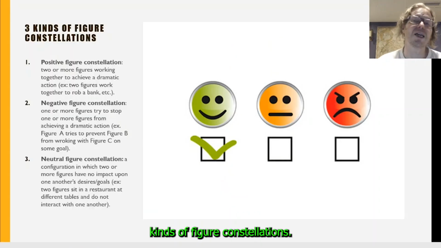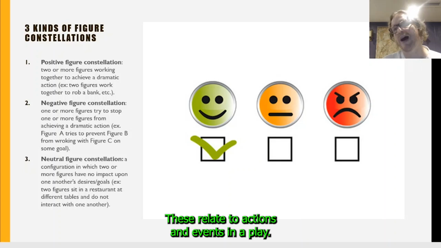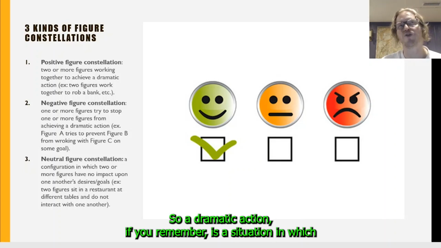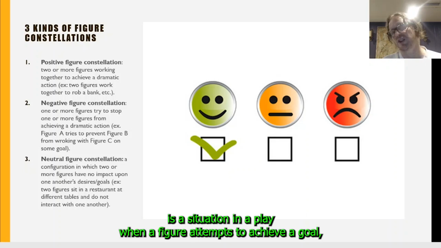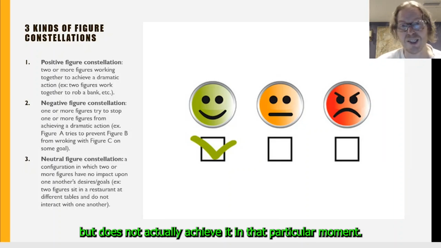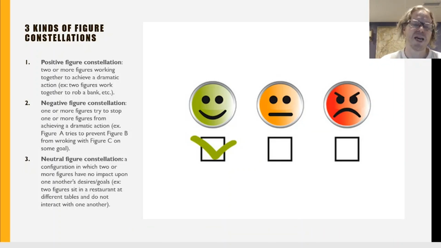There are 3 kinds of figure constellations. These relate to actions and events in a play. So a dramatic action, if you remember, is a situation in which a figure attempts to achieve a goal and actually achieves it. And a dramatic event is a situation in a play when a figure attempts to achieve a goal but does not actually achieve it in that particular moment.